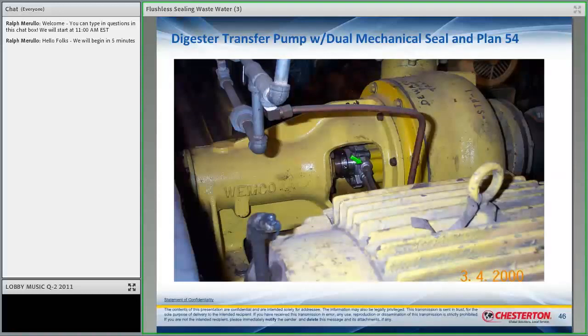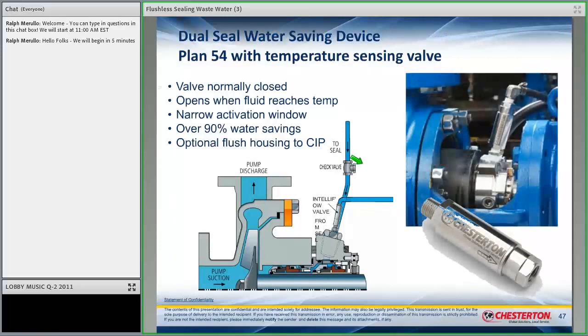So Plan 54 takes fluid into and out of the dual seal. It's piped from the plant, right? The thing is, when you have water going into and out of the dual mechanical seal, that gets expensive. A gallon a minute, 2 gallons a minute, right? It's a lot of water, right? Absolutely. Now, the question is, is there a better way to do it?